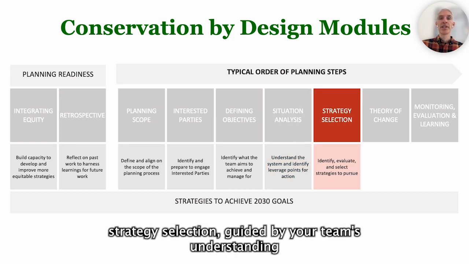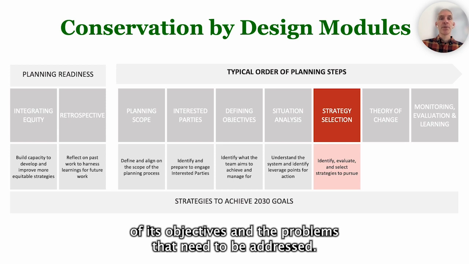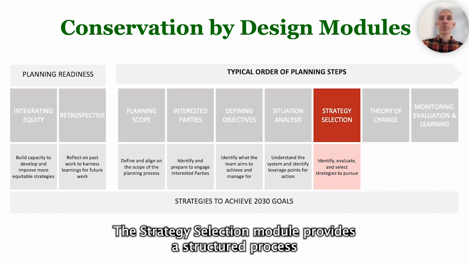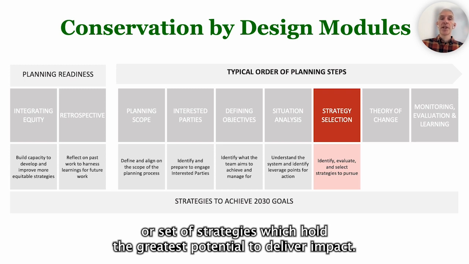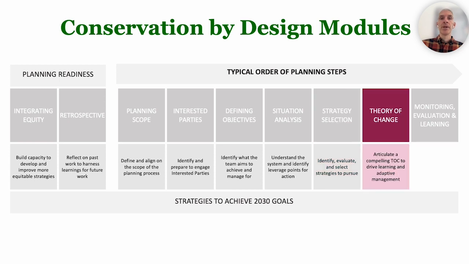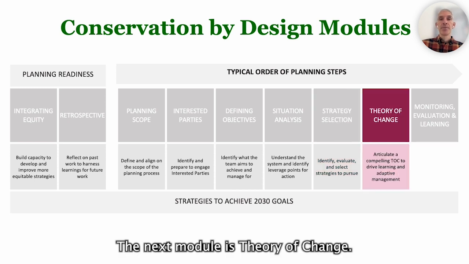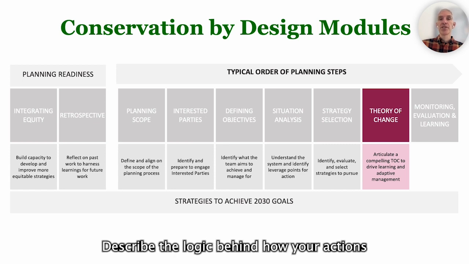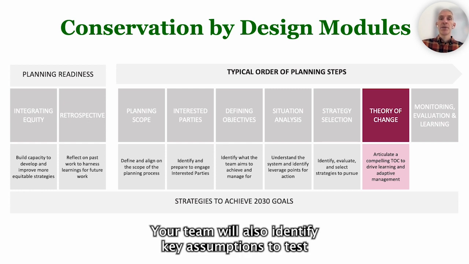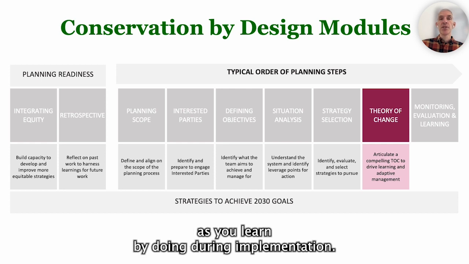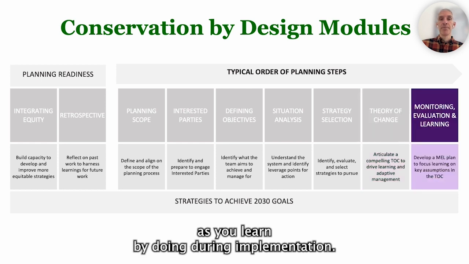Then comes strategy selection. Guided by your team's understanding of its objectives and the problems that need to be addressed, the strategy selection module provides a structured process to generate strategy ideas, evaluate promising options, and select the strategy or set of strategies which hold the greatest potential to deliver impact. The next module is theory of change. This packages all the pieces together to describe the logic behind how your actions will lead to intermediate results and then your ultimate desired outcomes. Your team will also identify key assumptions to test as you learn by doing during implementation.